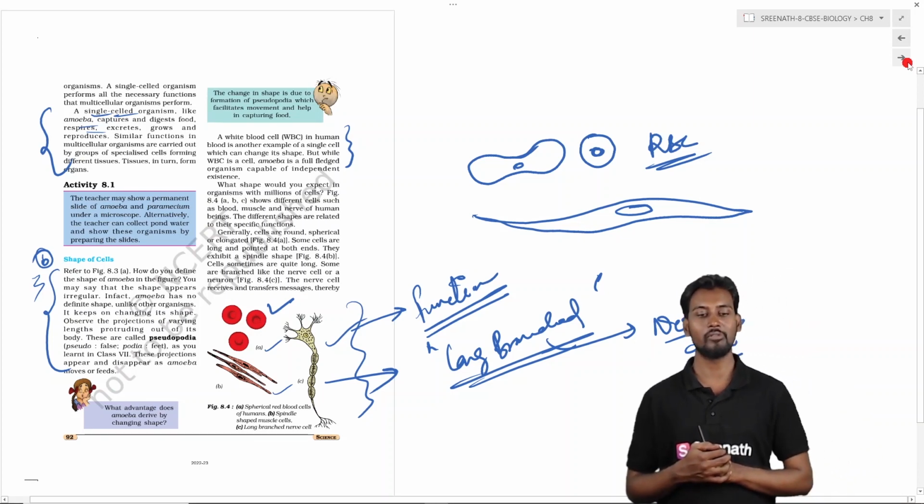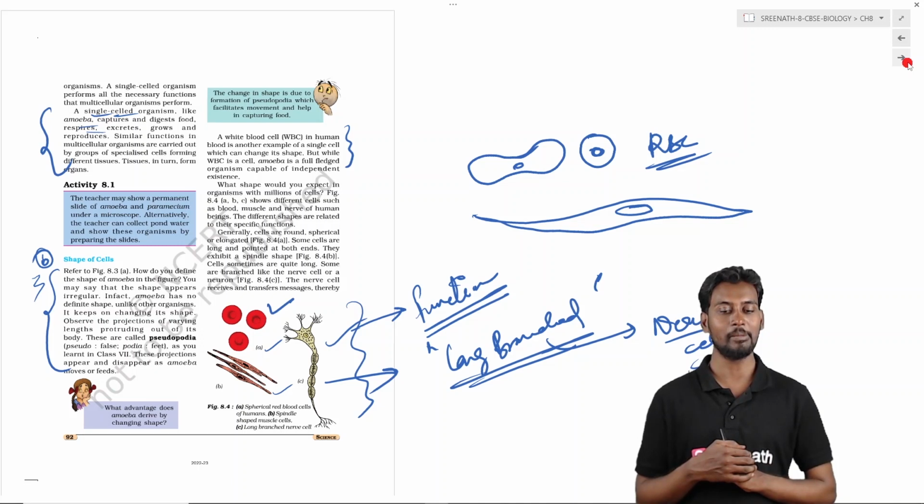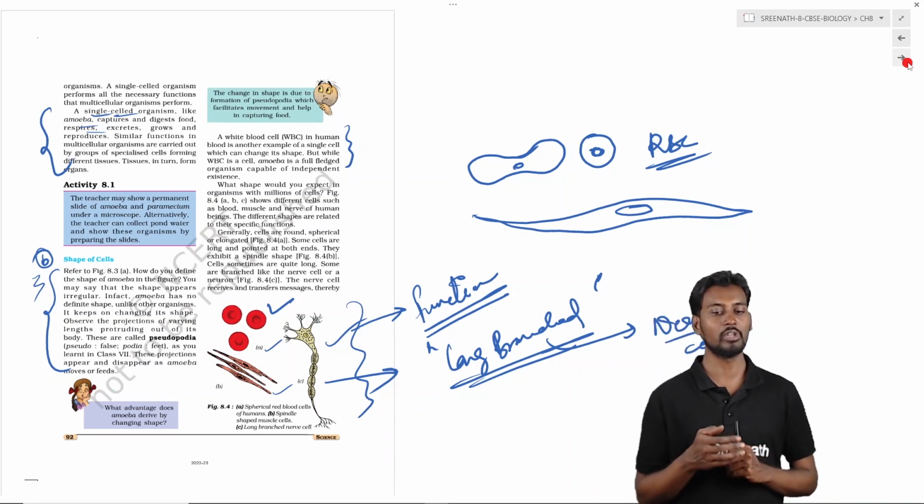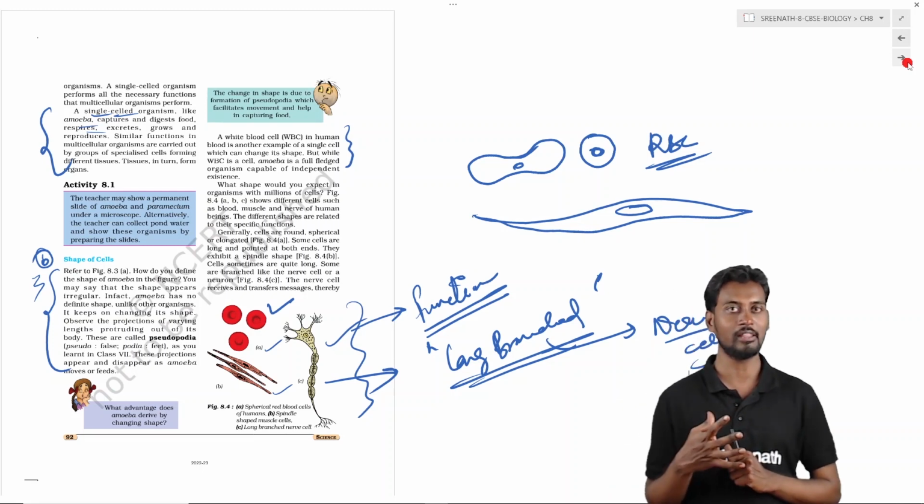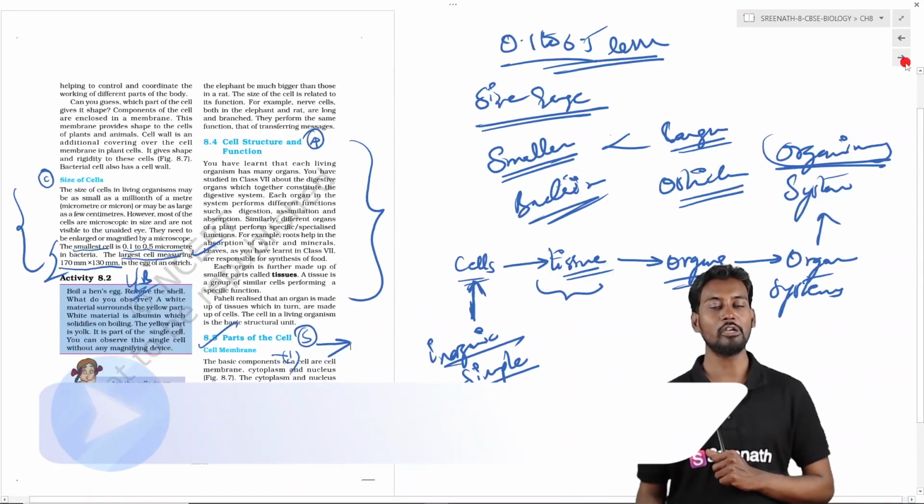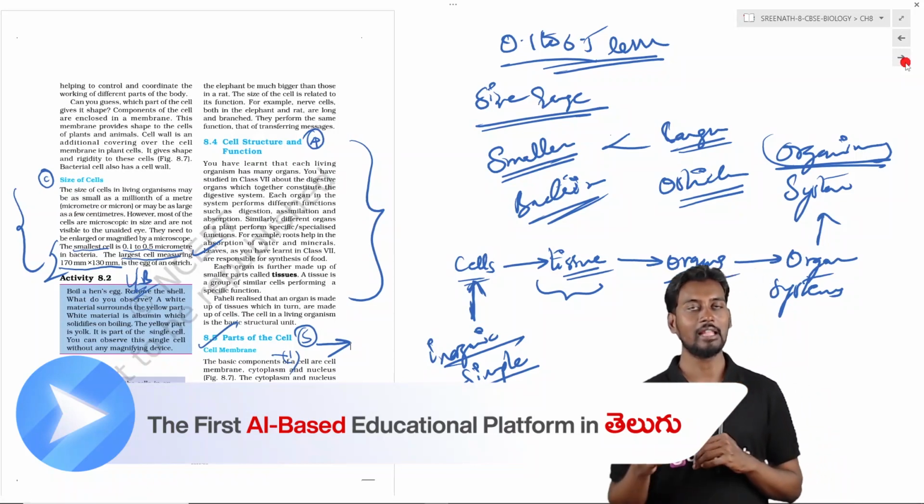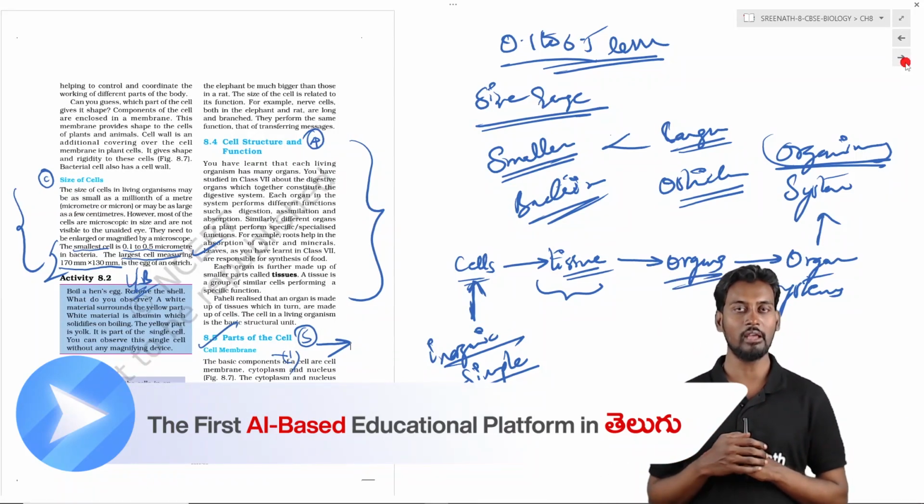There are n number of shapes appearing. It may be a spherical RBC, a spindle shaped muscle cell, and also a branched and long nerve cell. The different shapes of the cells are because of the different functions the cells perform. Coming to the size, the smallest cell is equivalent to bacteria, and the largest cell is equivalent to the egg of the ostrich.